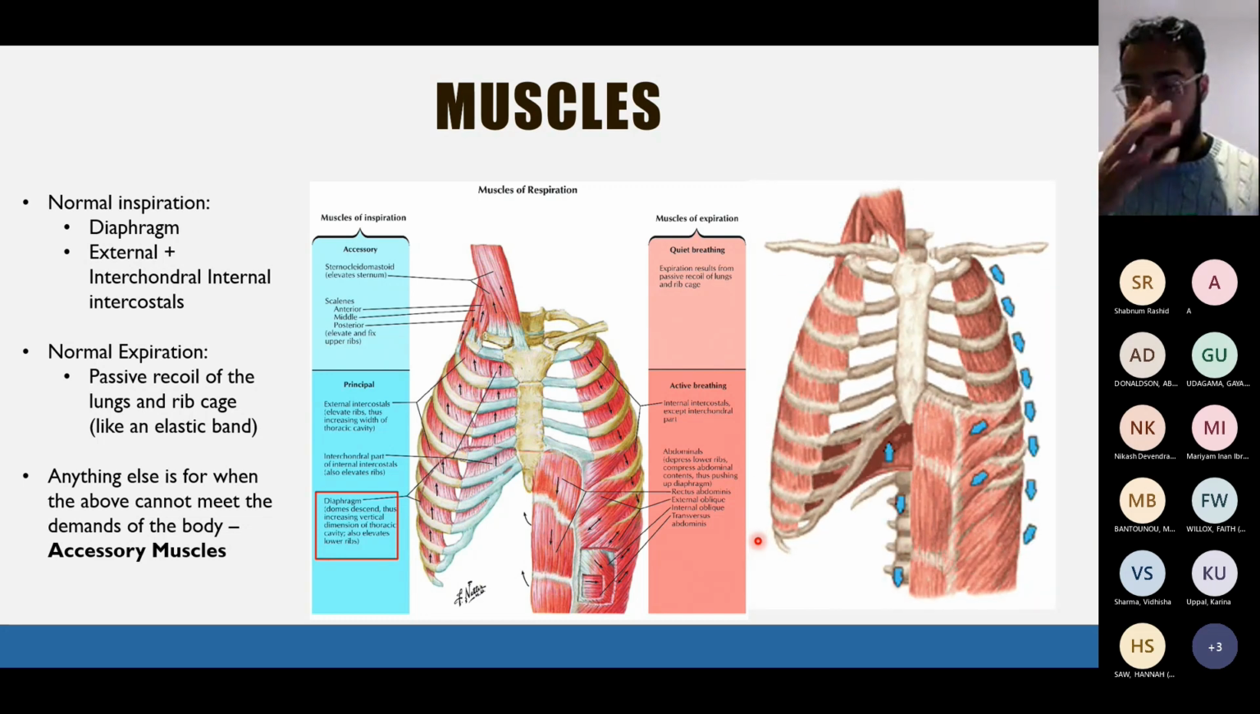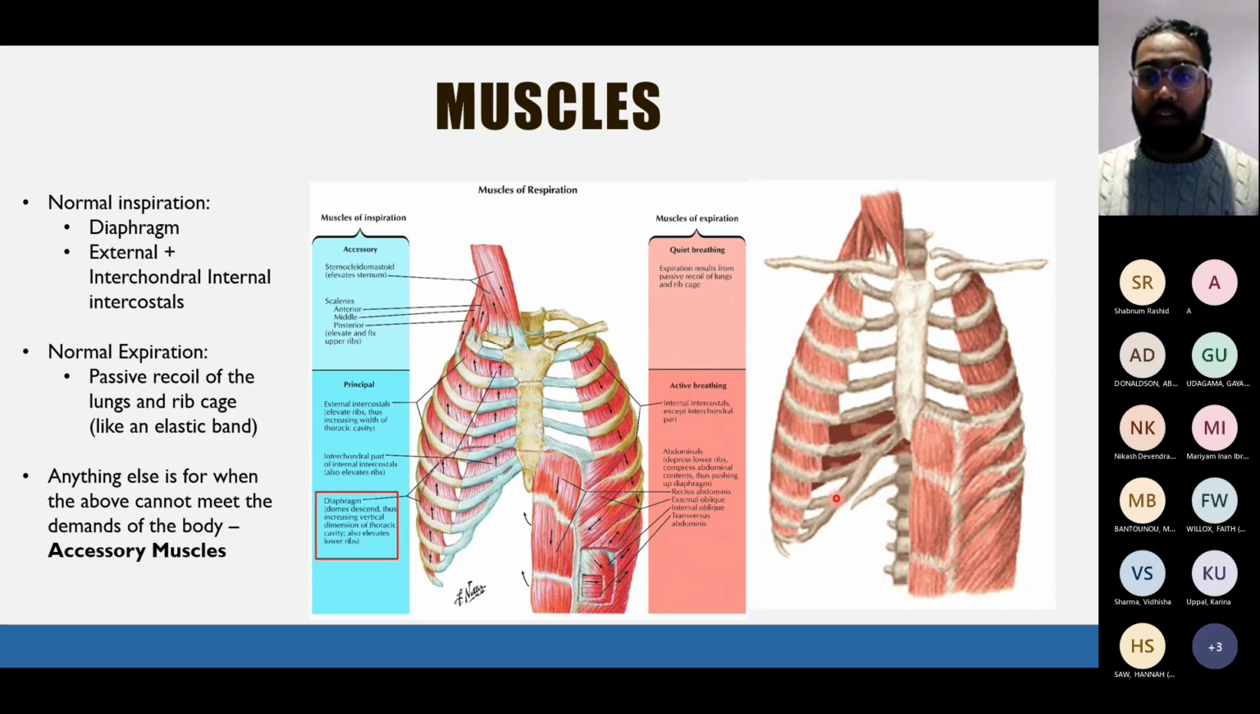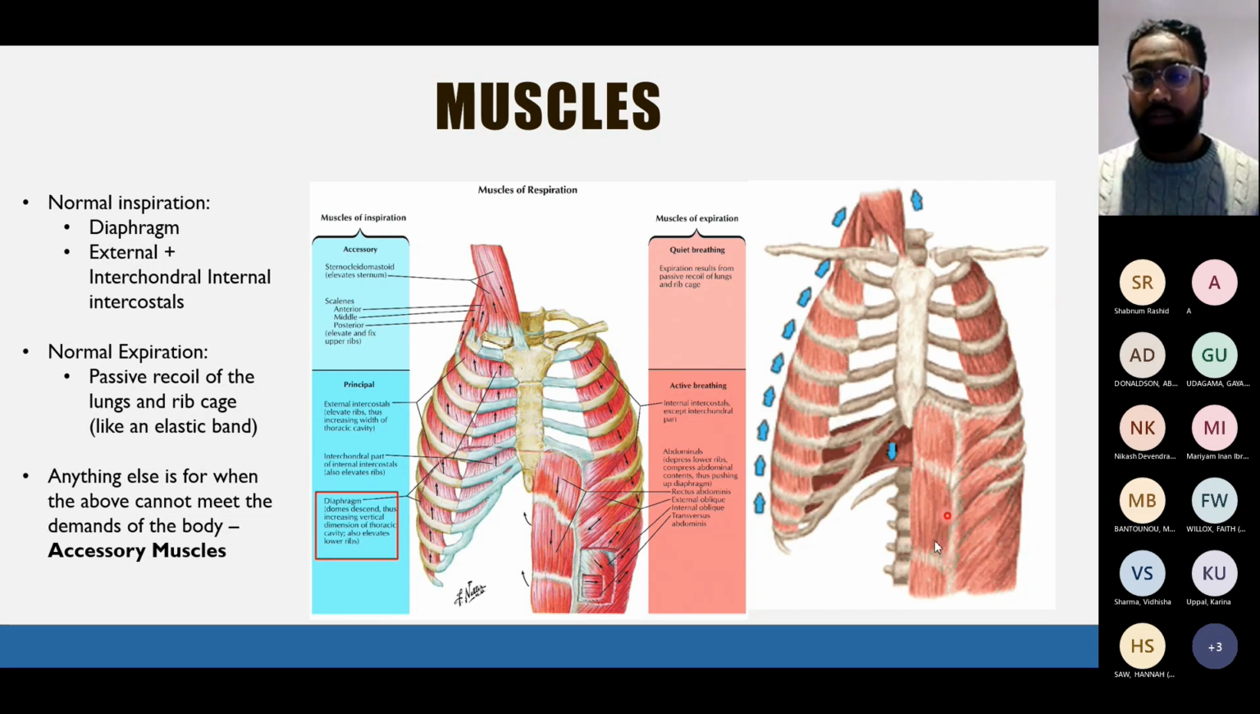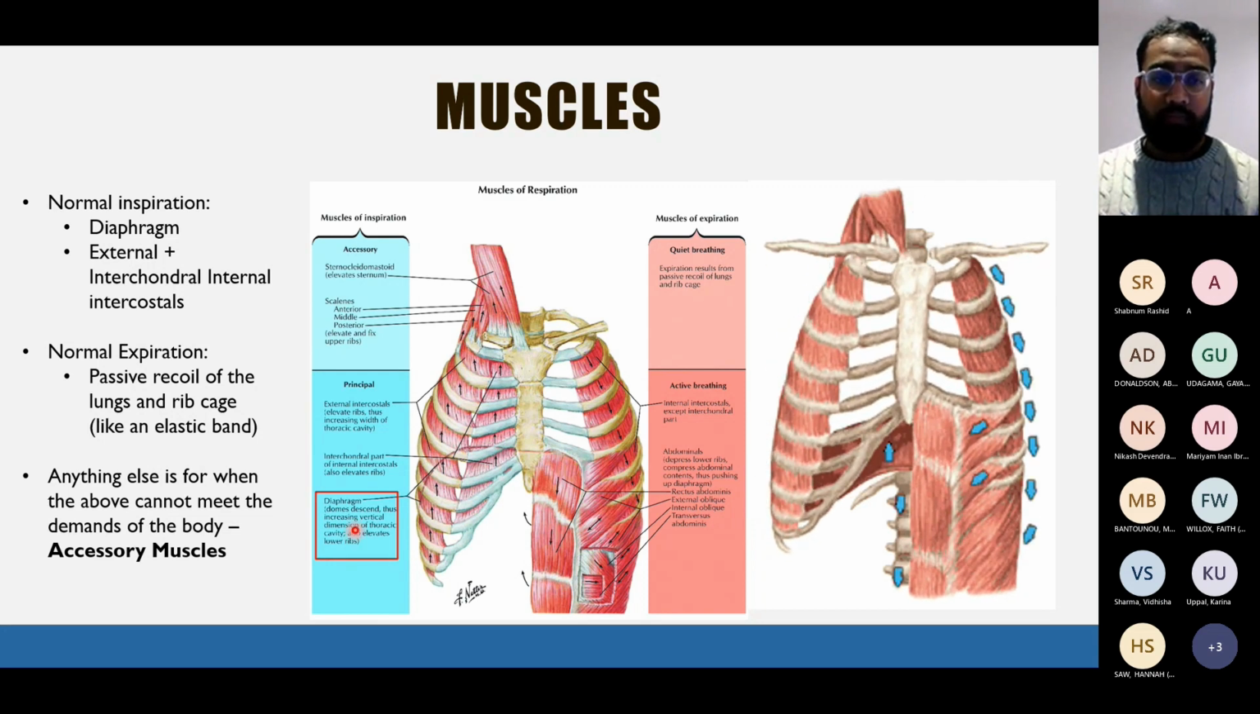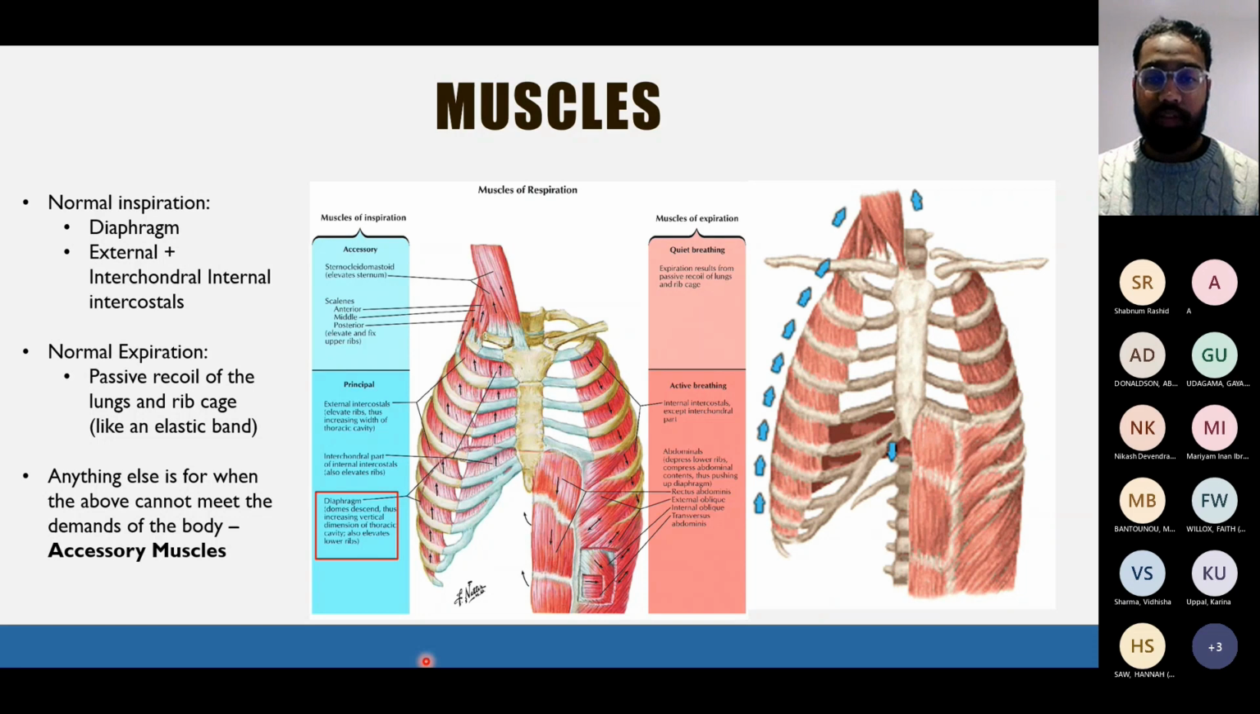And you can see that demonstrated over here. So the up arrows are the inspiration, the down arrows are expiration. So you have all of these muscles and they all do different things.